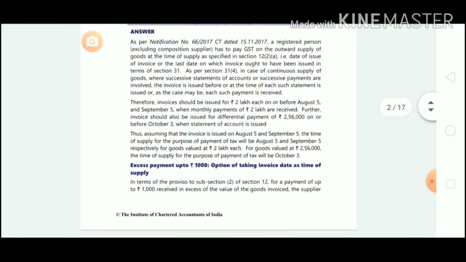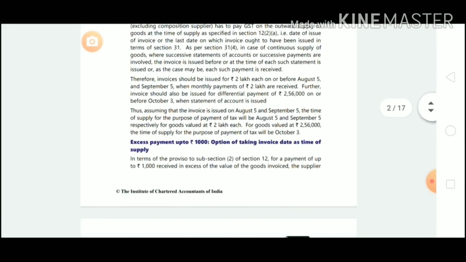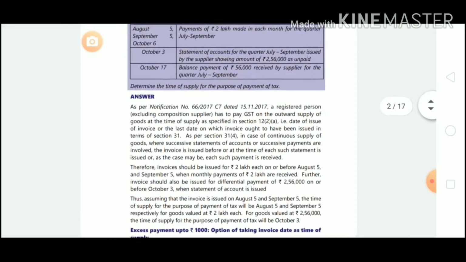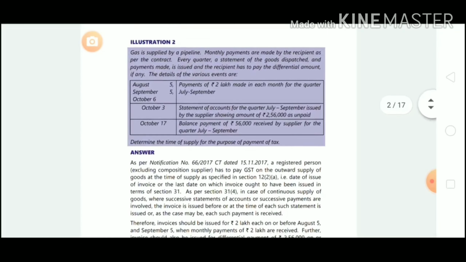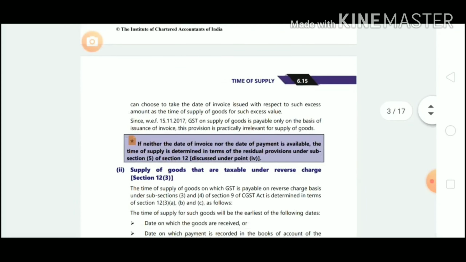Okay, hope it's clear. Now this is the provision they have discussed. This I have not deleted. So let's move on to illustration 3.